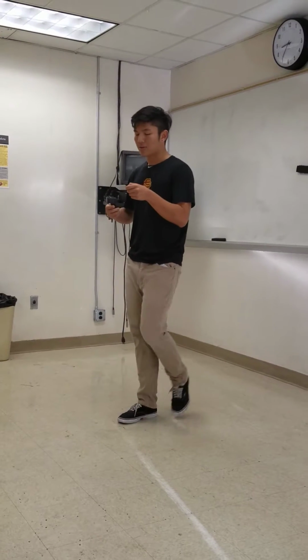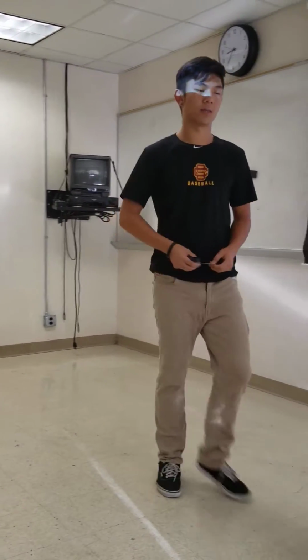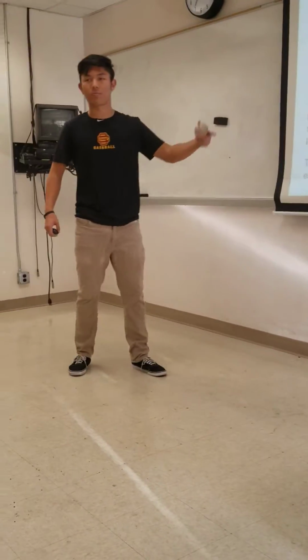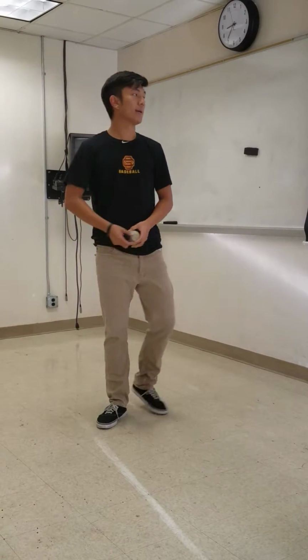Even though a breaking ball looks simple, it's harder than that. Yes, there's a science. Okay, so I'm going to tell you the physics of throwing a curveball, and a curveball has topspin compared to a regular pitch, which is a fastball.